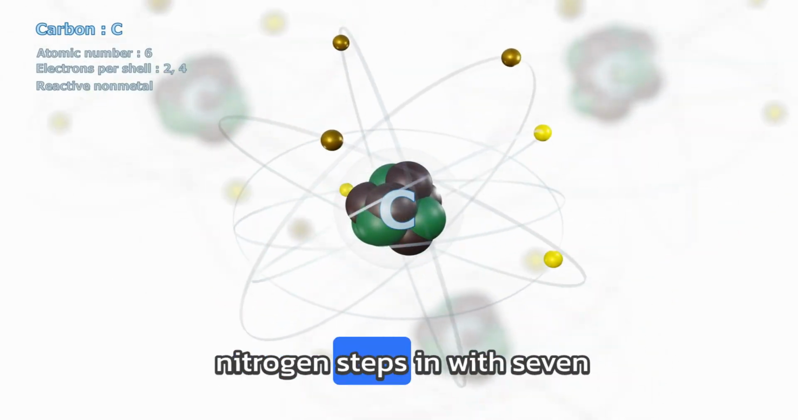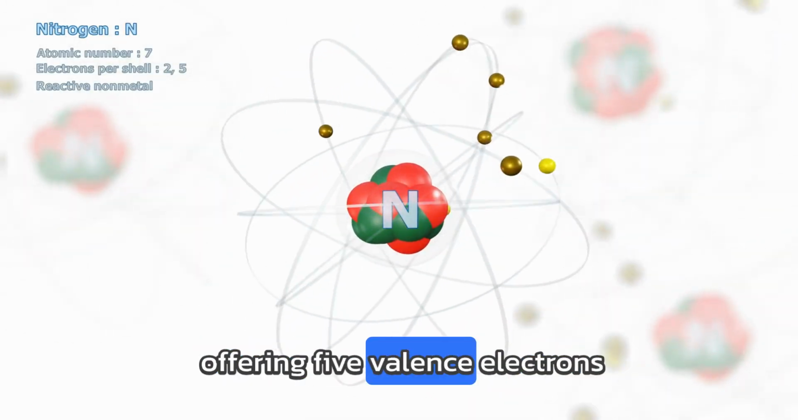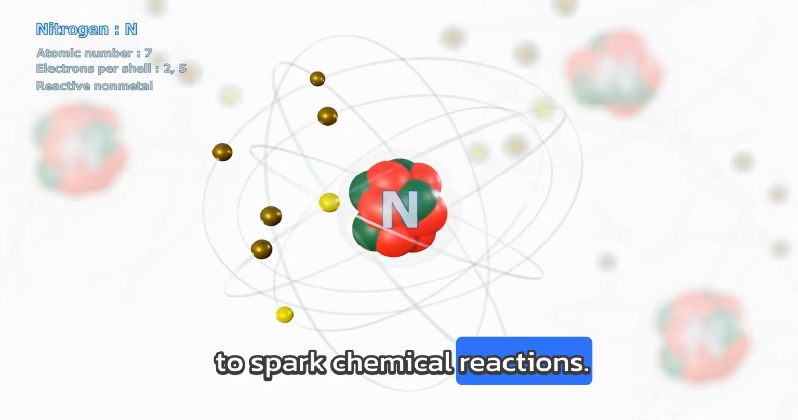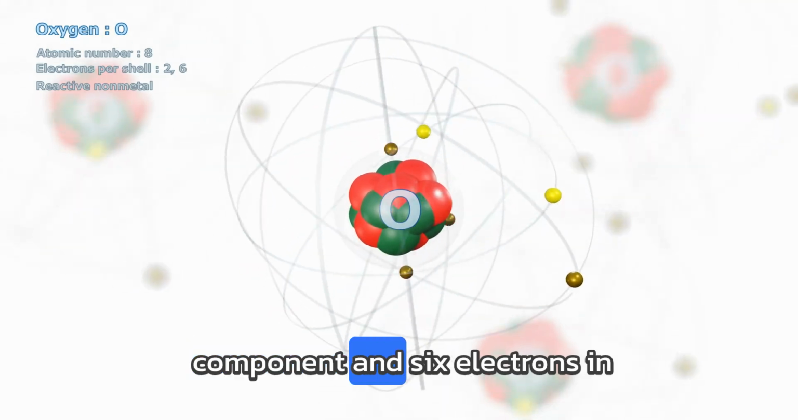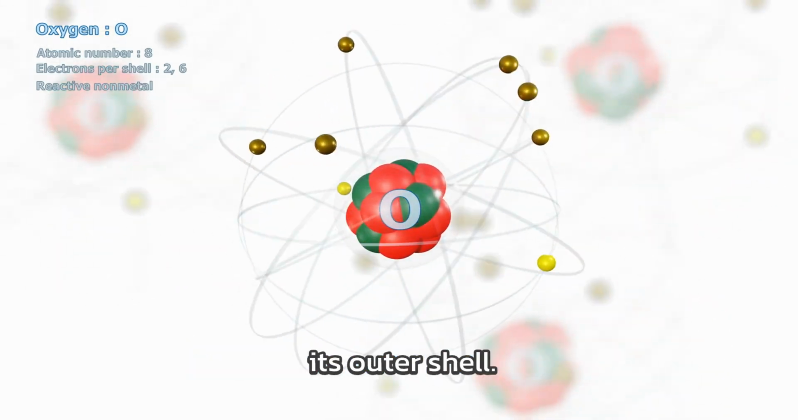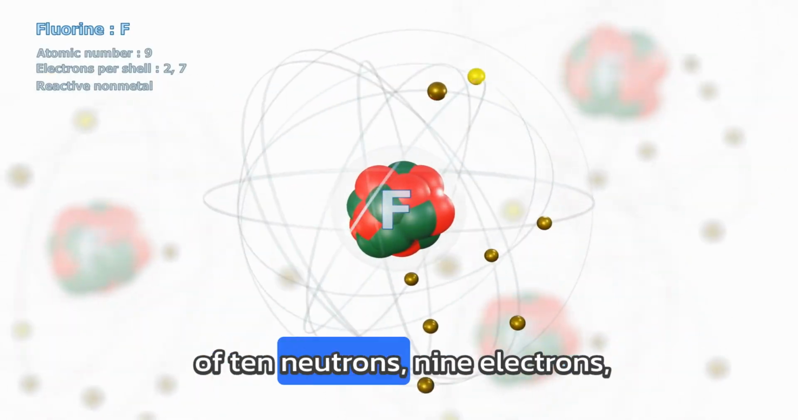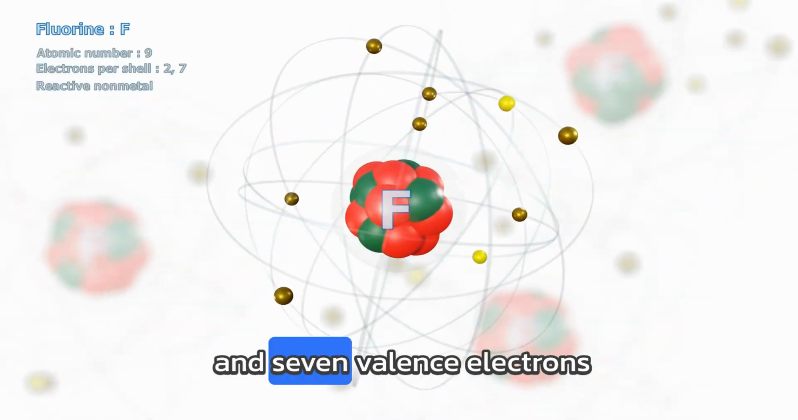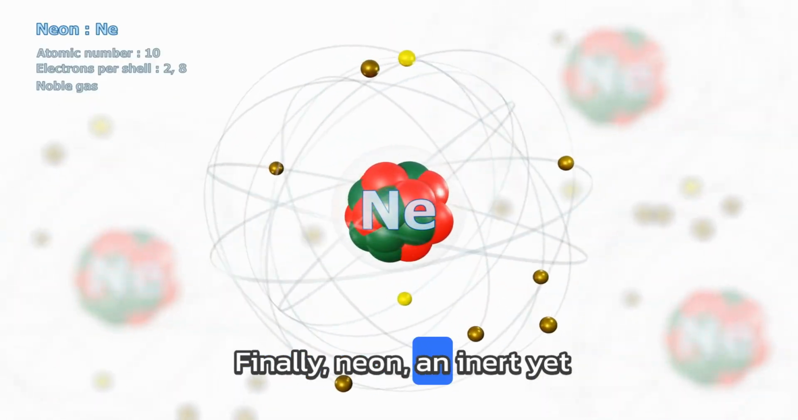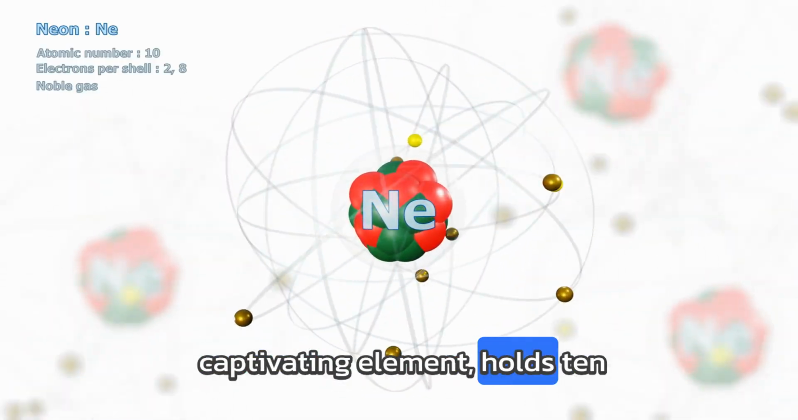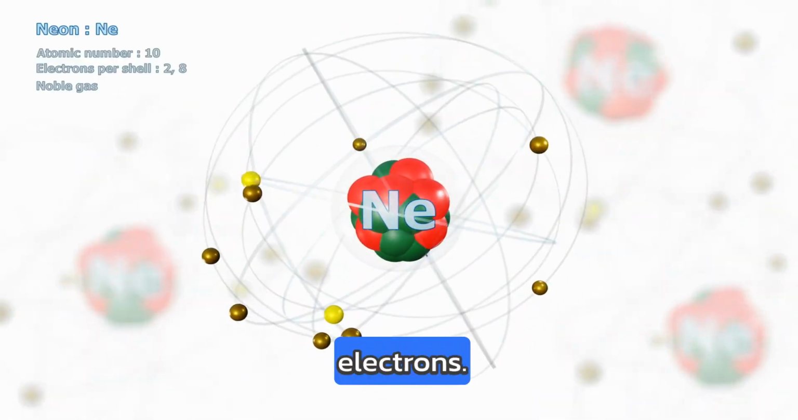Next, nitrogen steps in with 7 protons, neutrons, and electrons, offering 5 valence electrons to spark chemical reactions. Oxygen further clarifies the picture with 8 of each component and 6 electrons in its outer shell. Then fluorine appears with 9 protons, a slightly heavier count of 10 neutrons, 9 electrons, and 7 valence electrons fueling its reactivity. Finally, neon, an inert yet captivating element, holds 10 protons, neutrons, electrons along with 8 stable valence electrons.